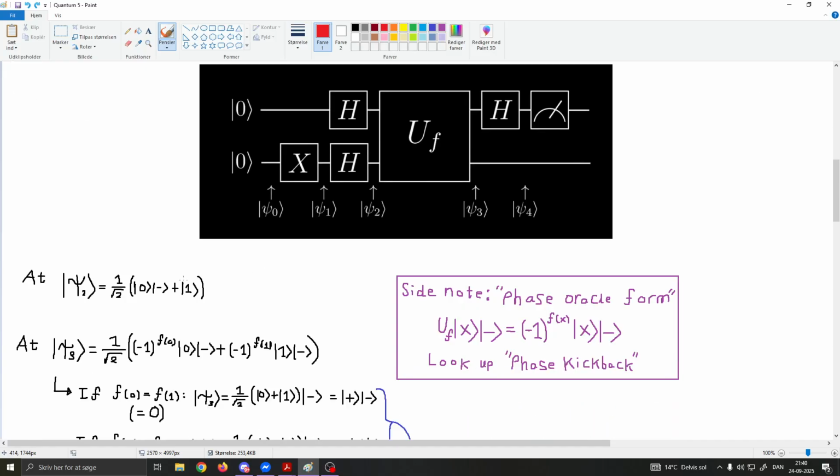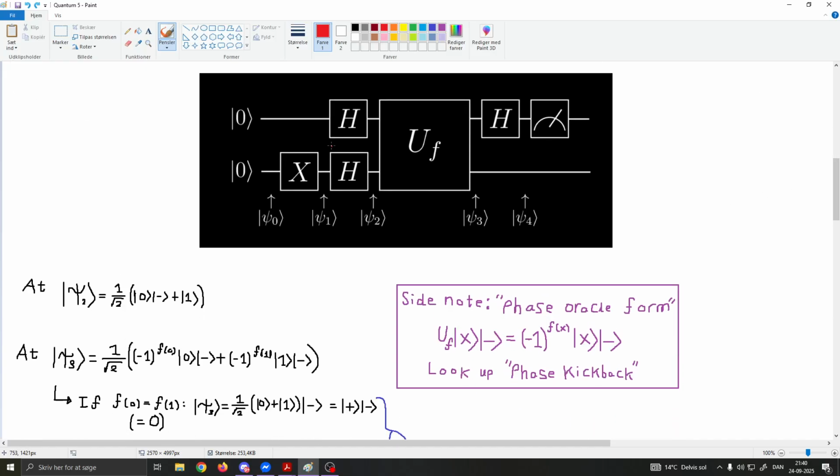Now, once you have this setup and you Hadamard both your qubits, actually, sorry, I realize right now I made a mistake. Hold on. You Hadamard the 0 and the 1 for them to become the plus and the minus state. And once you've done that, you get psi 2, which is the state that I've started sketching out right here.